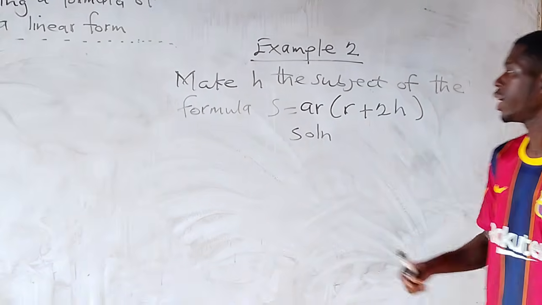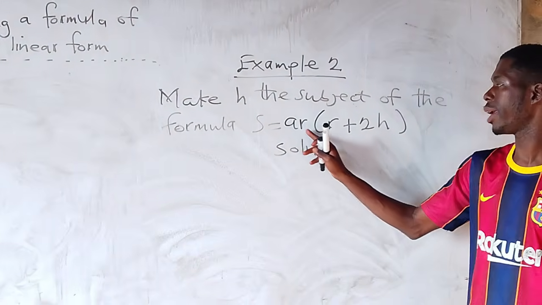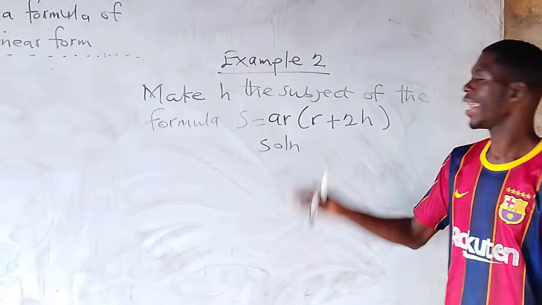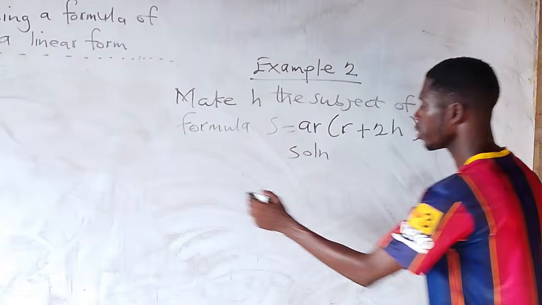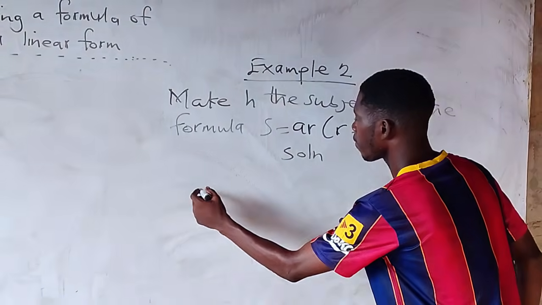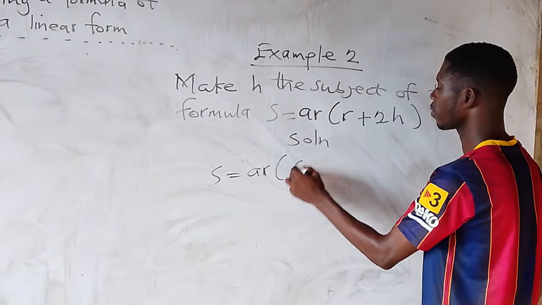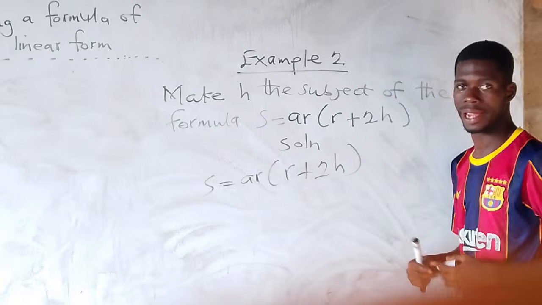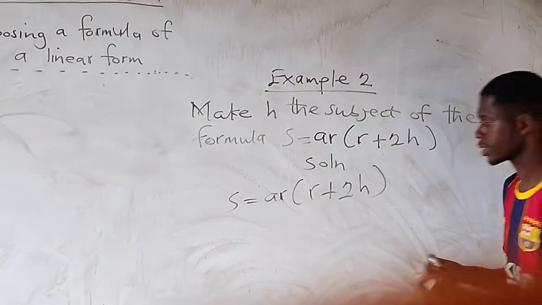So example 2. It says make H the subject of the formula S equal to AR into brackets R plus 2H. So we are making H the subject of that formula. That's the question, right? Yes, that's the question. So we continue solving it.